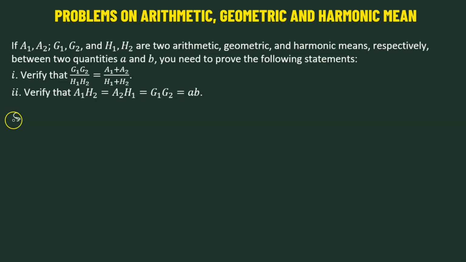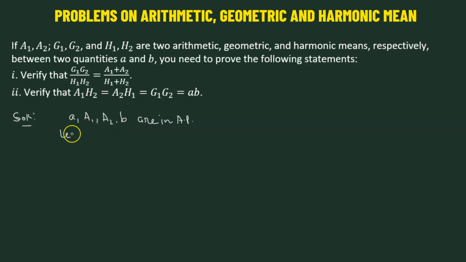Okay, so here we are given that we have two numbers A and B. So it's given here that A1 and A2 are the arithmetic means between A and B. So we have A1 followed by A2 and then B. So these four numbers are in arithmetic progression. Then what we can do, we can find out the value of A1 and A2.